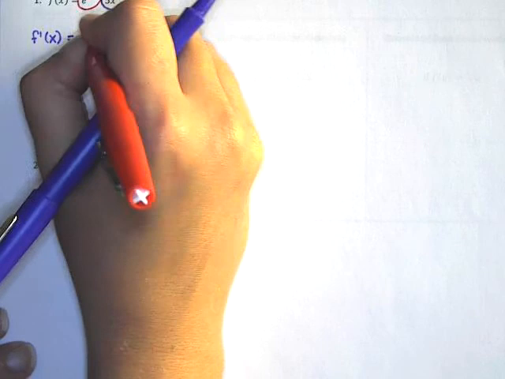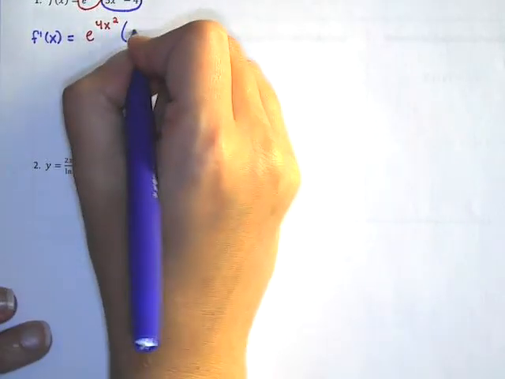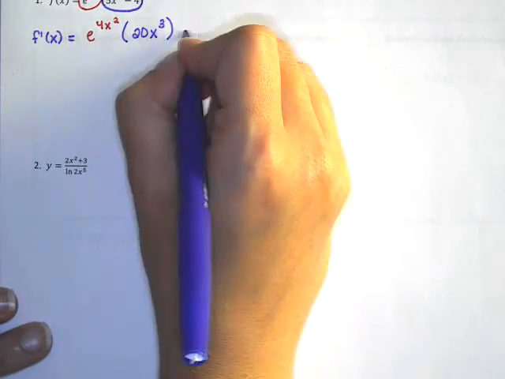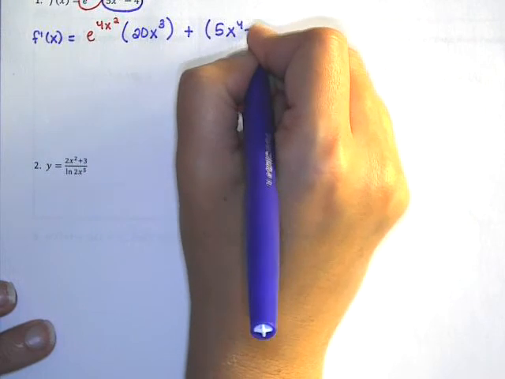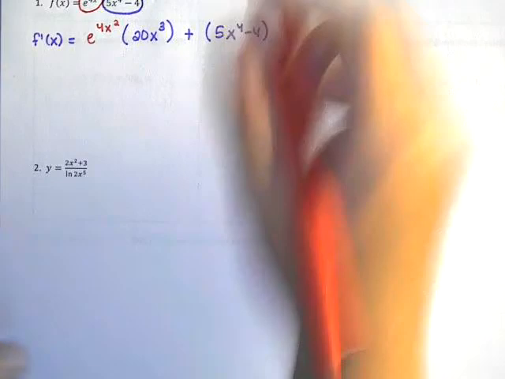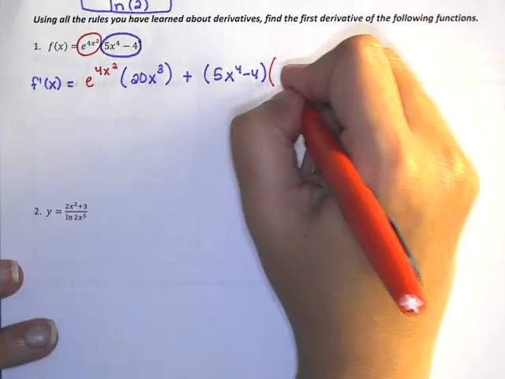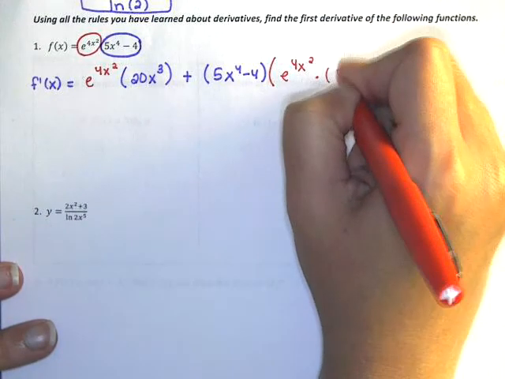So to do product rule, I would copy the first function, e to the 4x squared, take the derivative of the second function, which is 20x to the third. Plus, then I would copy the second function, 5x to the fourth minus 4, take the derivative of the first function. The derivative of e to the something is e to the something times the derivative of the something, which is 8x.